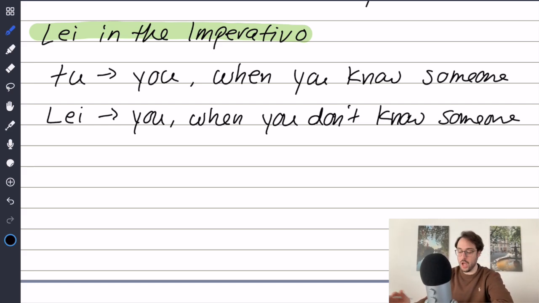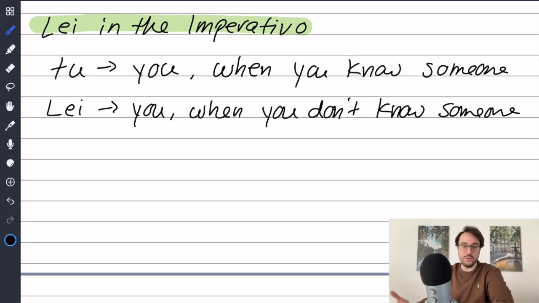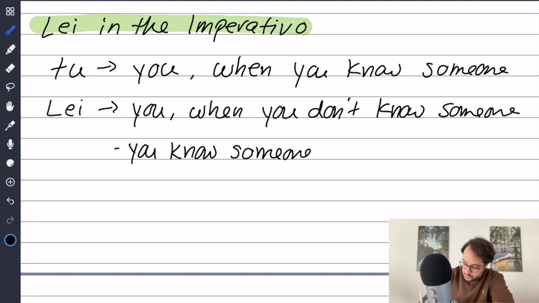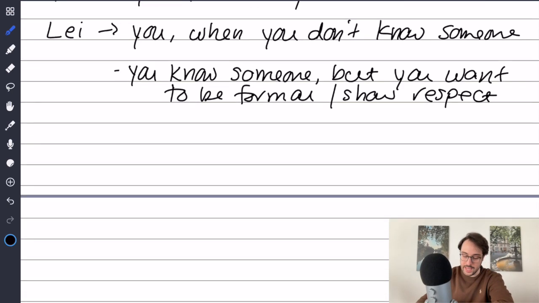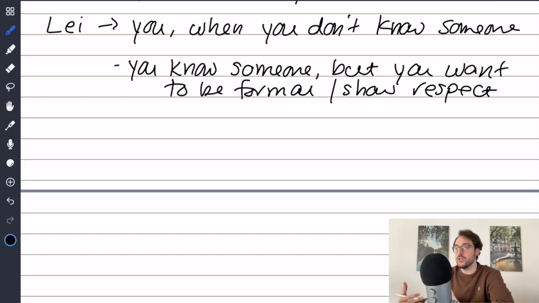Now, are there also other situations in which you can use lei and tu? Absolutely. You can know someone, but you want to show them respect or simply be formal with them. That is when you would also use lei. So, you know someone, but you want to be formal, or show respect. So what would be a situation in which you would use lei? Maybe if you're talking to your boss, the head of some kind of company or the head of government. Maybe you meet the Presidente della Repubblica of Italy. You meet the President of the Republic of Italy, right? You would want to refer to the President of the Repubblica with lei.